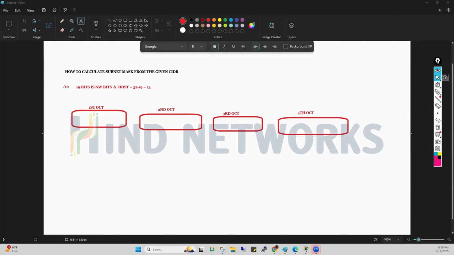Clear? Now I hope everyone can do it. You can do it manually. Clear, everyone? Yes or no? Done. Now, these are the things we need to understand before starting subnetting. If you understand these things, then fine. Otherwise, you need to work on it. Clear, everyone? Yes or no?